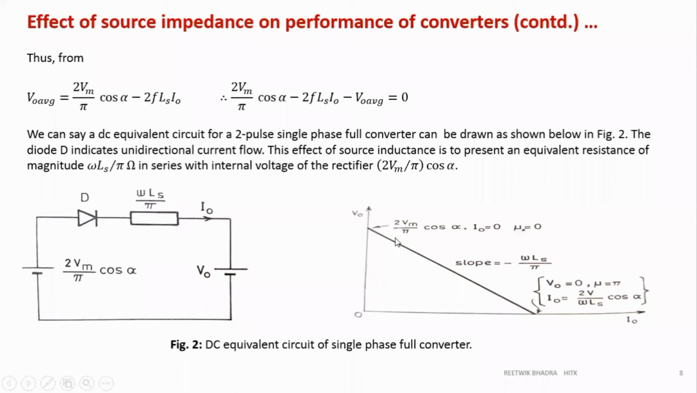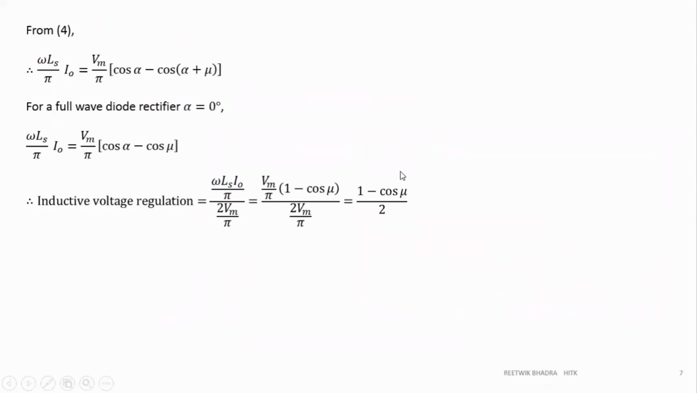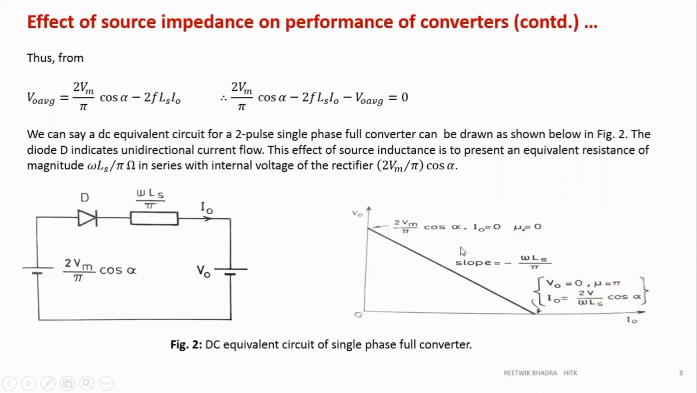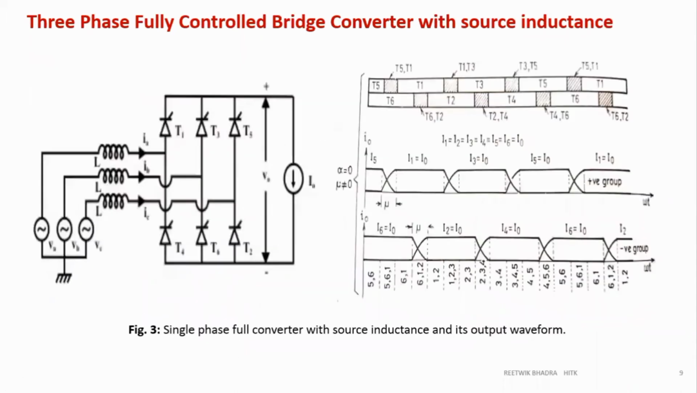So you will get a straight line like this. Okay. Whose slope is omega Ls by pi. That slope, omega Ls by pi, is coming from this factor, omega Ls by pi I. So you can do this and try to find out this V naught versus I naught curve, and why this circuit is represented, because it comes from this equation. See this equation, I have represented this KVL equation in terms of a circuit.